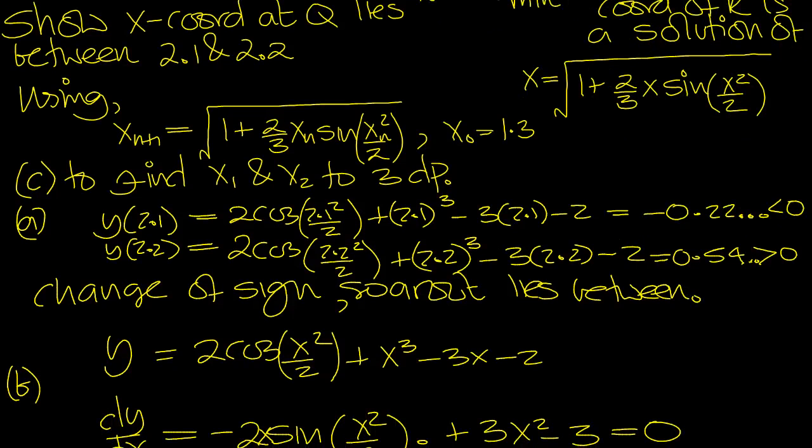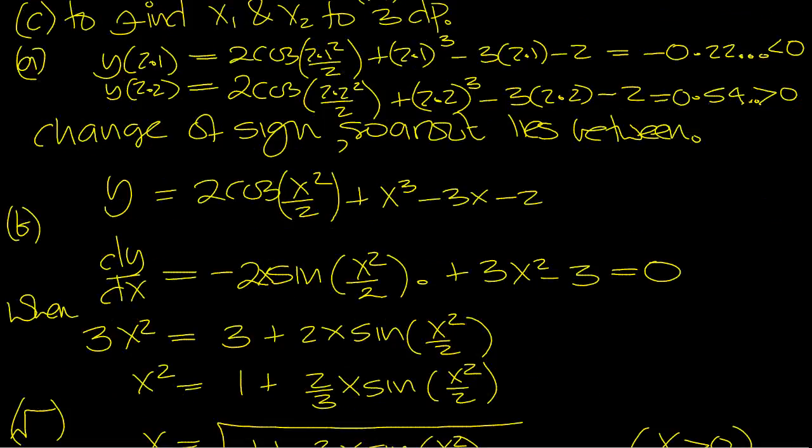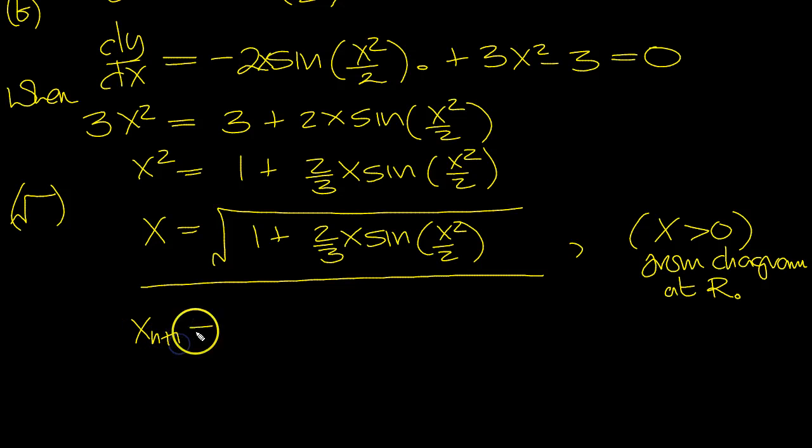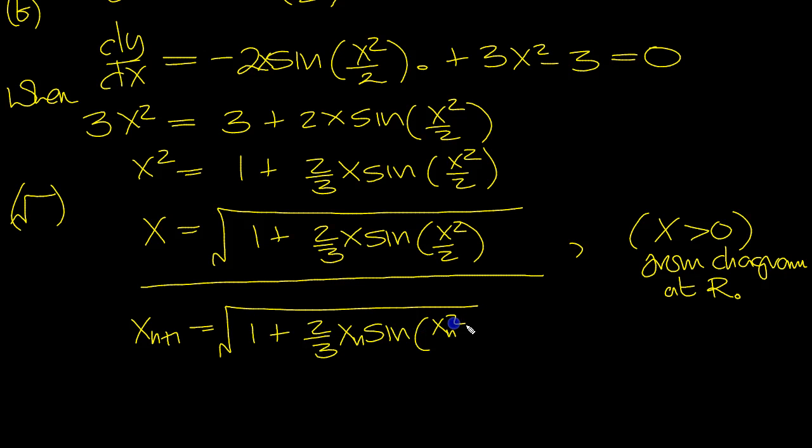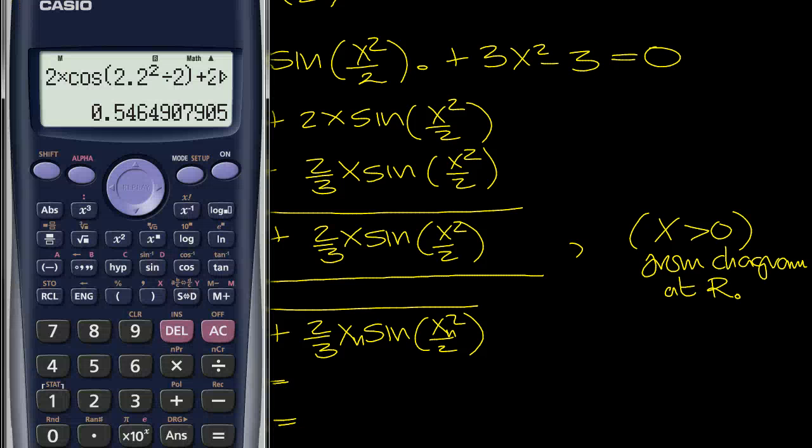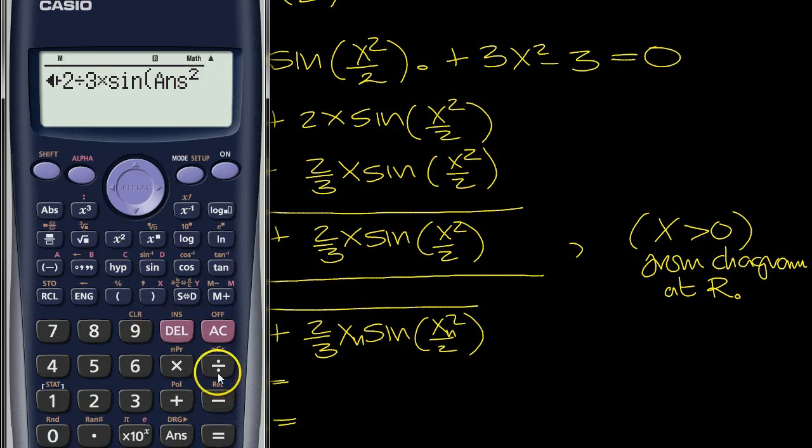So using this iteration formula now then, x0 is 1.3, find x1 and x2 to 3dp. So x to the n plus 1. Okay, x0 is equal to 1.3. We want x1 and x2 to 3dp. So let's put it in the calculator then. We'll put 1.3 in the calculator first, in Ans. So we've got the square root of 1 plus 2 divided by 3 times sine of Ans squared divided by 2, close bracket. That's what we got then.